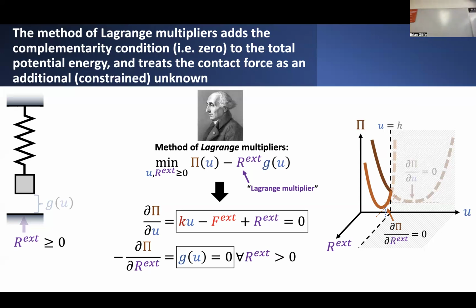So if we do that, take the derivative of this whole expression with respect to u, I get the modified equilibrium equation that includes that additional reaction force, that additional unknown we have to solve for. And then the other equation shows up here. Basically, if we take the derivative with respect to the reaction force, we actually recover the gap constraint equation. So that's precisely where we get these two additional equations.